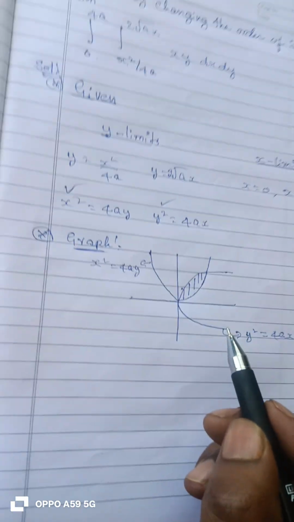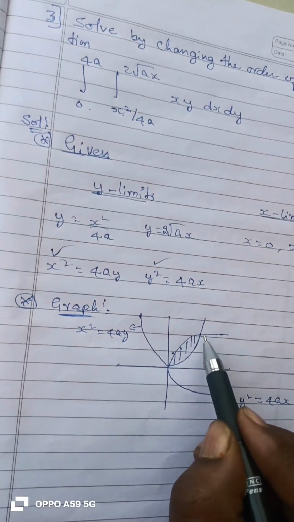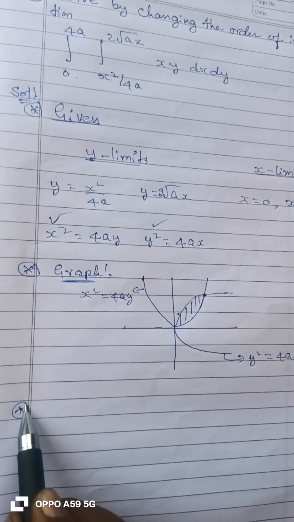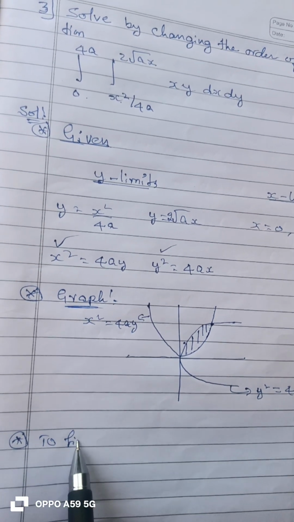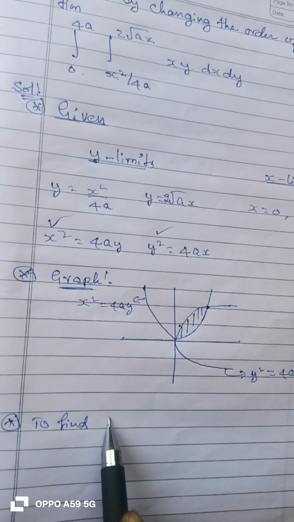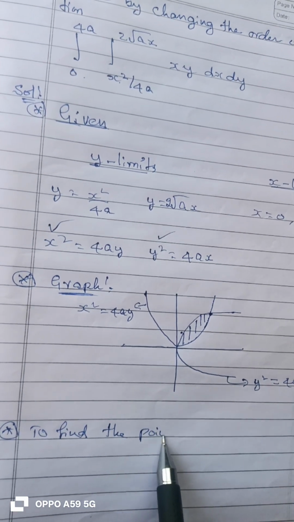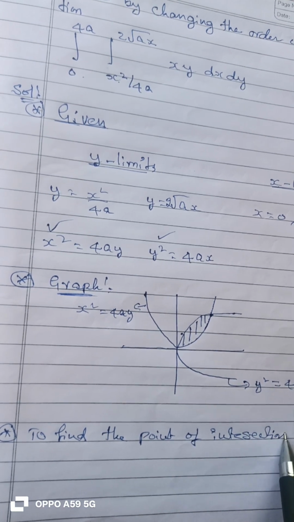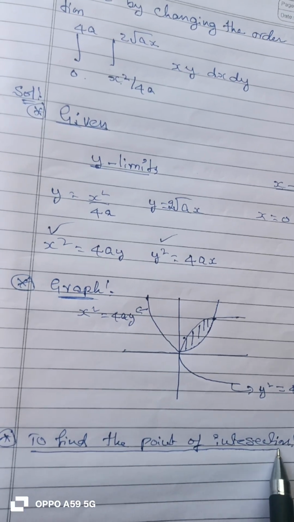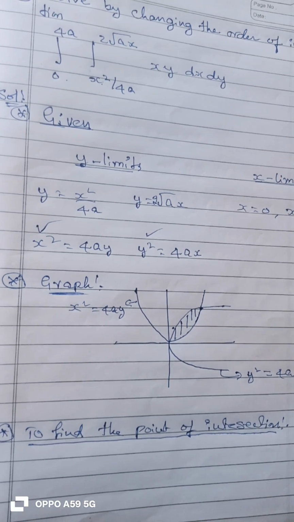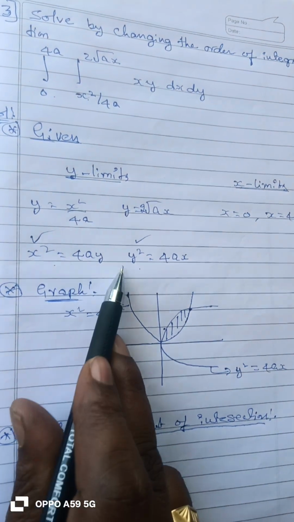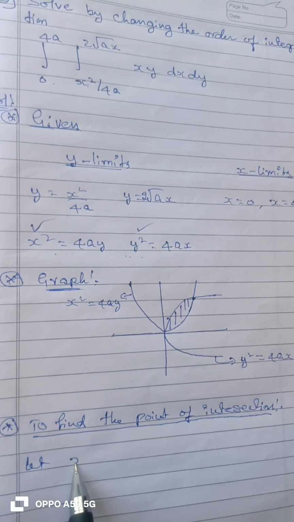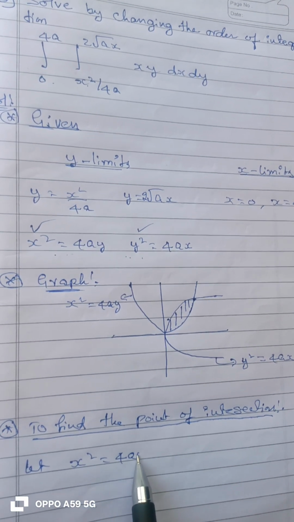Now to find the point of intersection, as I told you in the previous videos, we have to take any one of these two curves. Let x square is equal to 4ay.